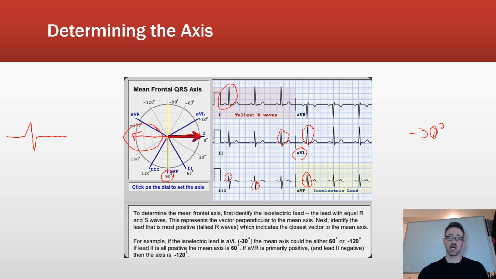You'll notice that AVL is only 30 degrees away from 1, whereas lead 2 is actually 60 degrees away. Therefore lead 2's upright deflection is a little bit smaller than AVL's, because AVL is closer to 1 than lead 2 is, and so that's why you see AVL being a little bit taller. There's no deviation here. This is actually a normal axis. It's 0 degrees.